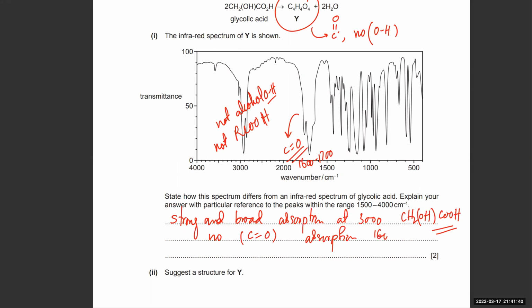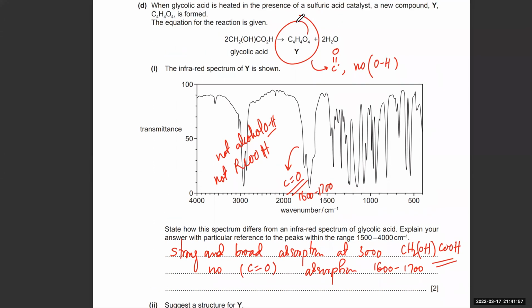So no absorption in the 1600 to 1700 wave number range, whereas this molecule Y over here will have the opposite. It's not going to have any OH absorption, but it will have a carbonyl C=O absorption. So both of them are different. So we can figure out what this thing, C4H4O4, is.